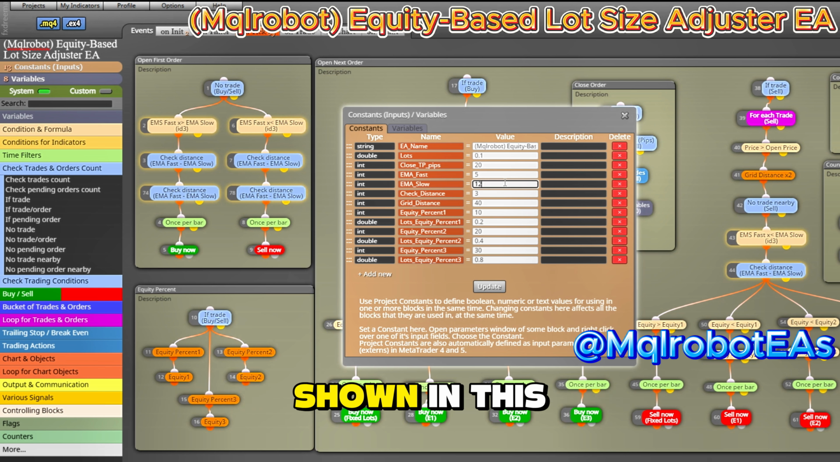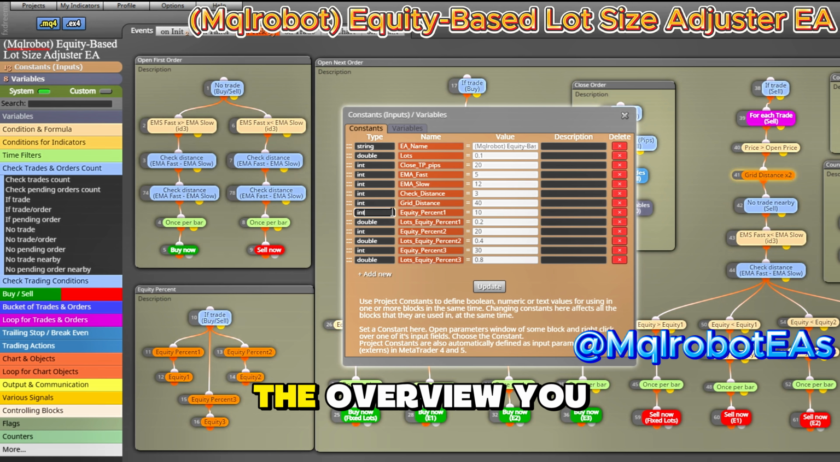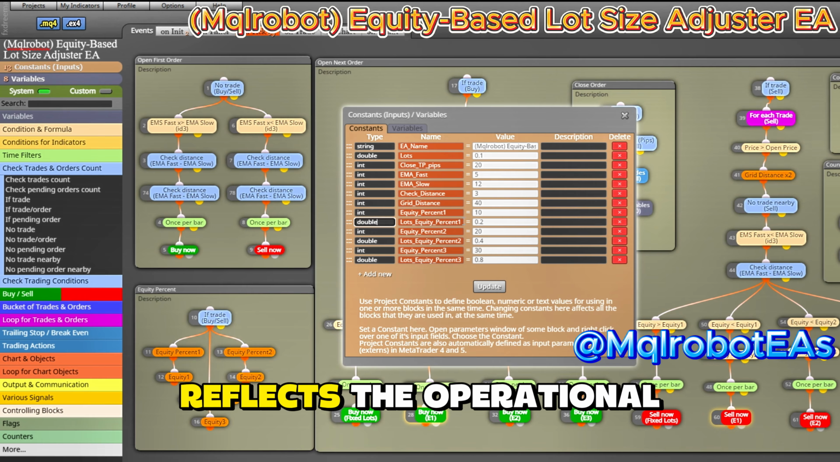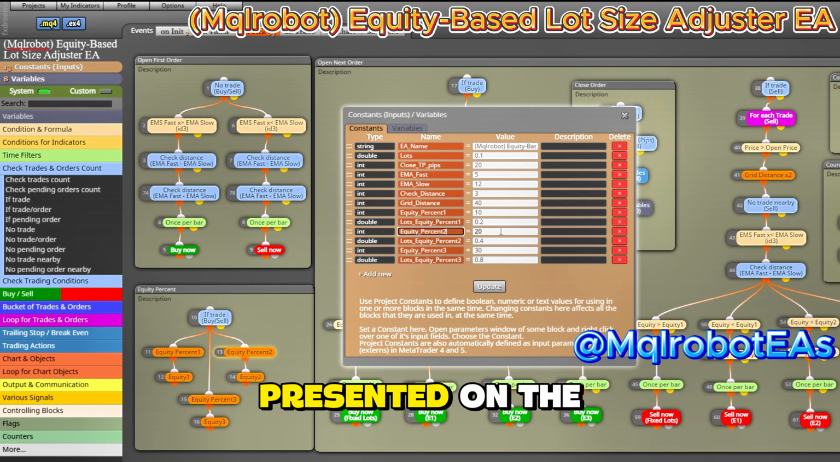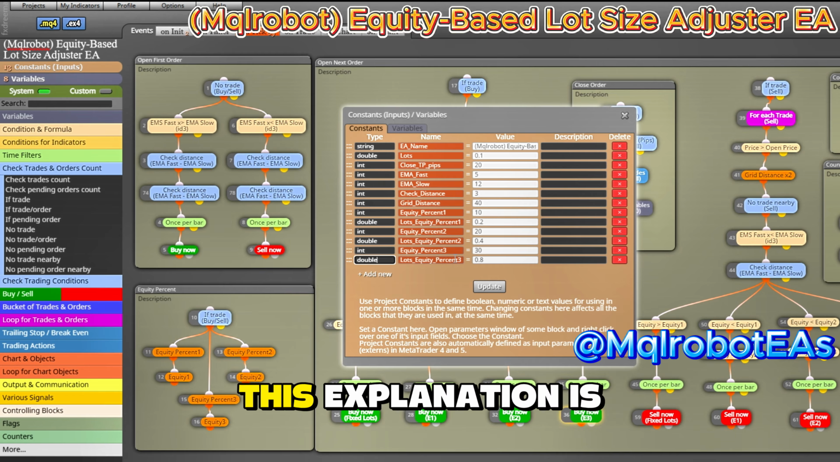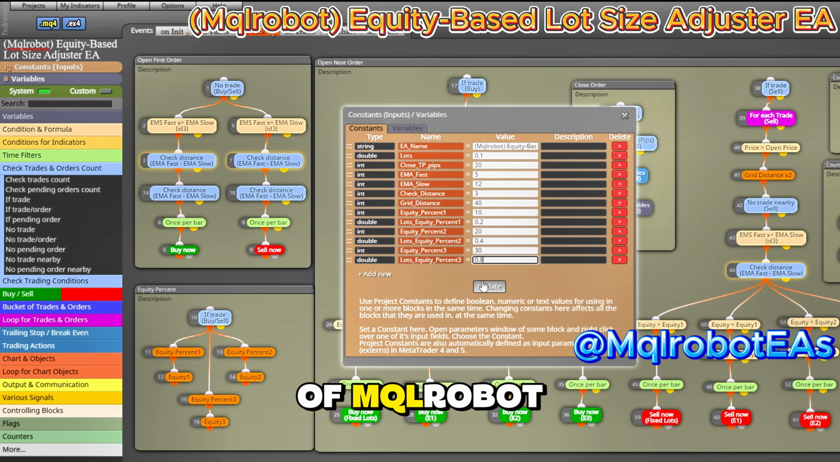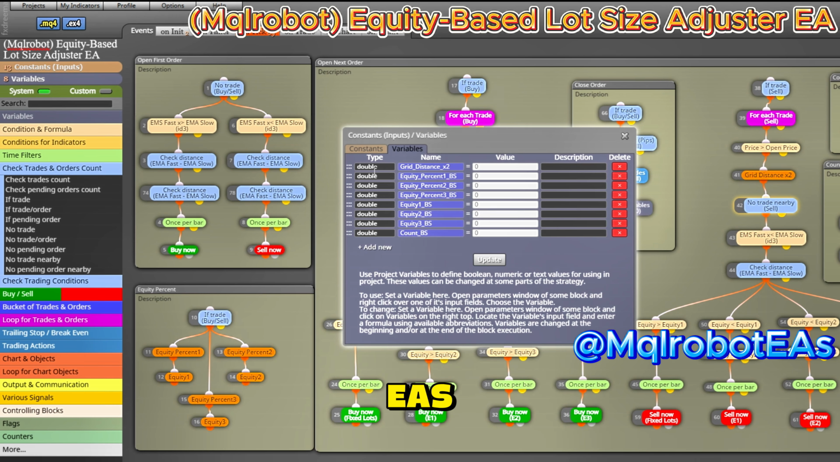Although the structure shown in this clip is a simplified demonstration built inside FXdreema, the overview you are about to hear reflects the operational concept presented on the product page at Mqlrobot.com. This explanation is prepared for educational purposes for the viewers of Mqlrobot EAs.